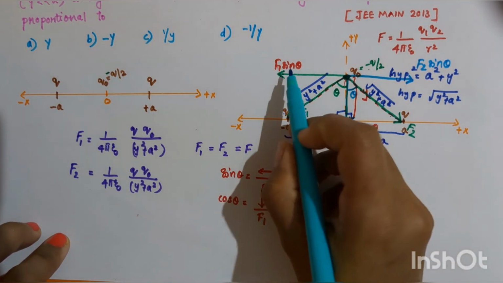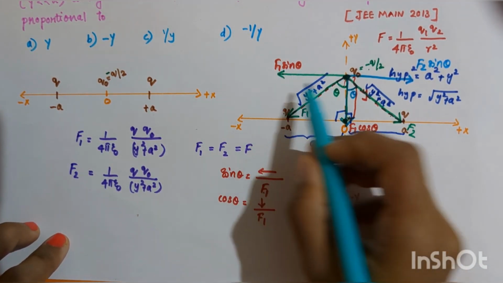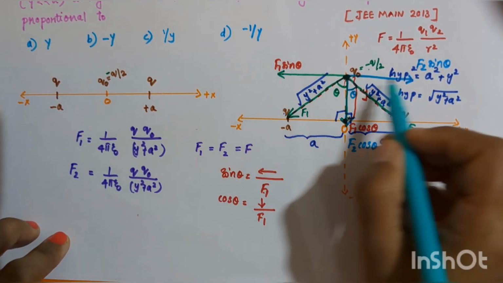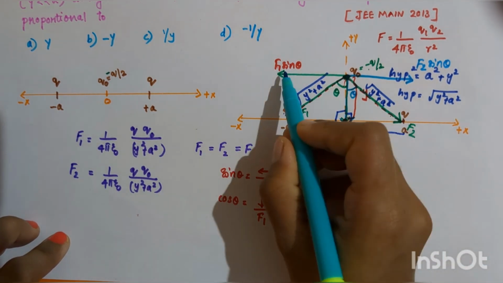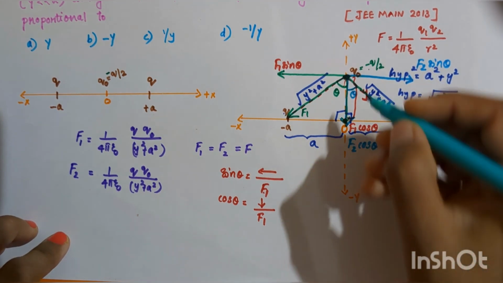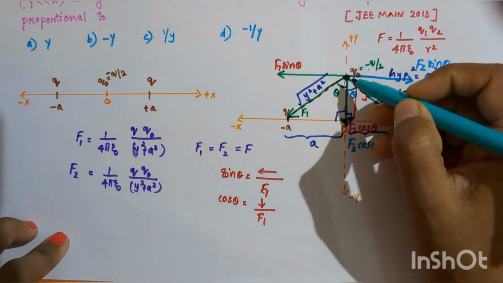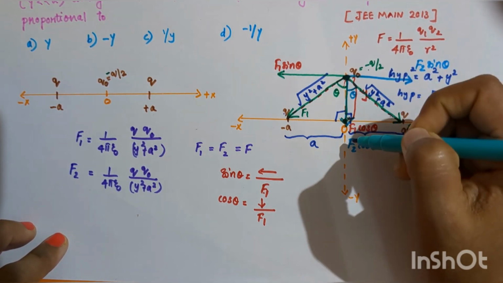So you see, there is a force F1 sine theta acting along this direction. There is a force F2 sine theta acting in the opposite direction. F1 and F2 are actually equal in magnitude. So F1 sine theta and F2 sine theta cancel out each other. And you see, there is a force F1 cos theta along the negative y direction. There is a force F2 cos theta also along the negative y direction. So, they add each other.